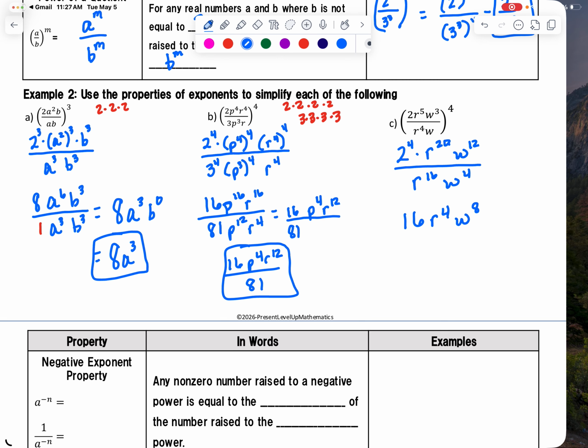All right, if necessary, pause the video to correct any mistakes you might have made. If you got that problem correct, let's continue on to talk about negative exponents next.